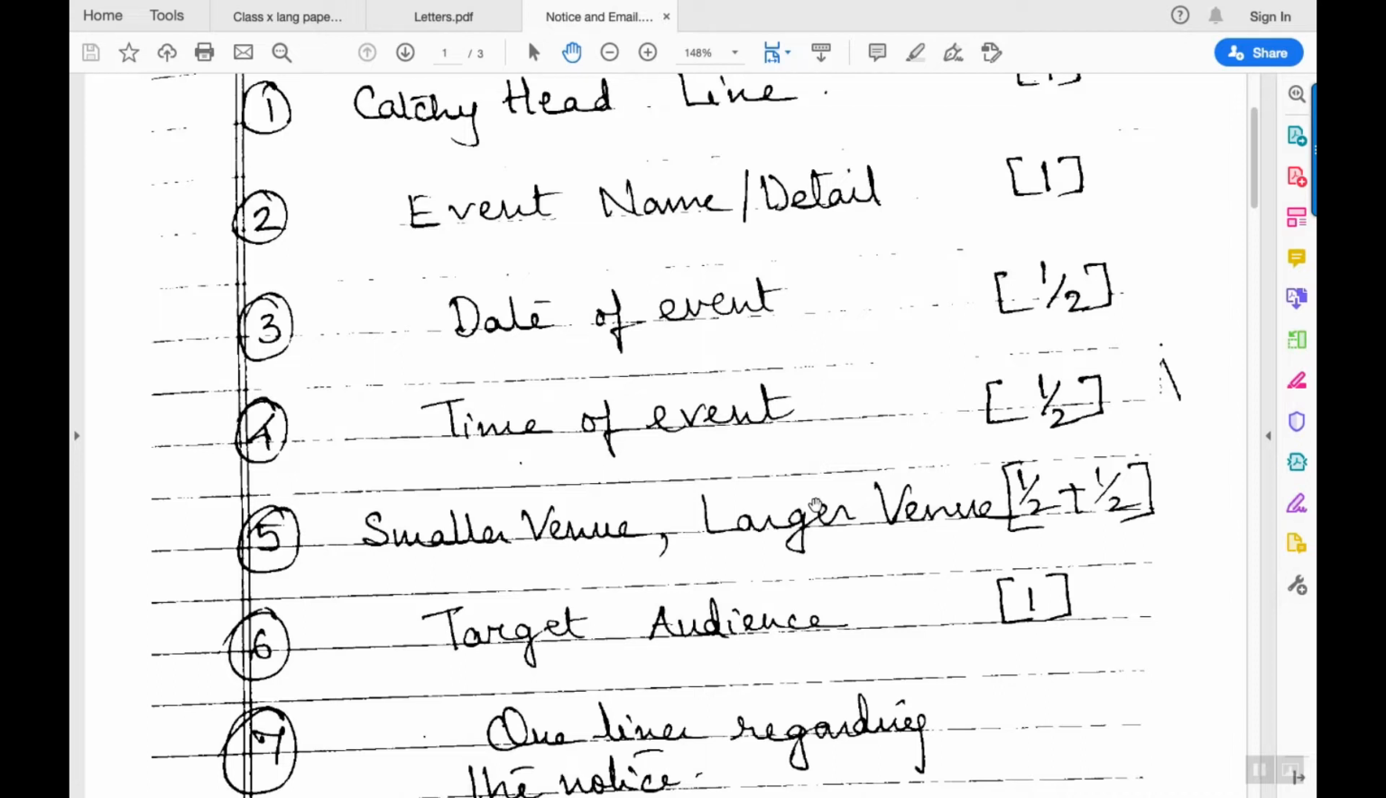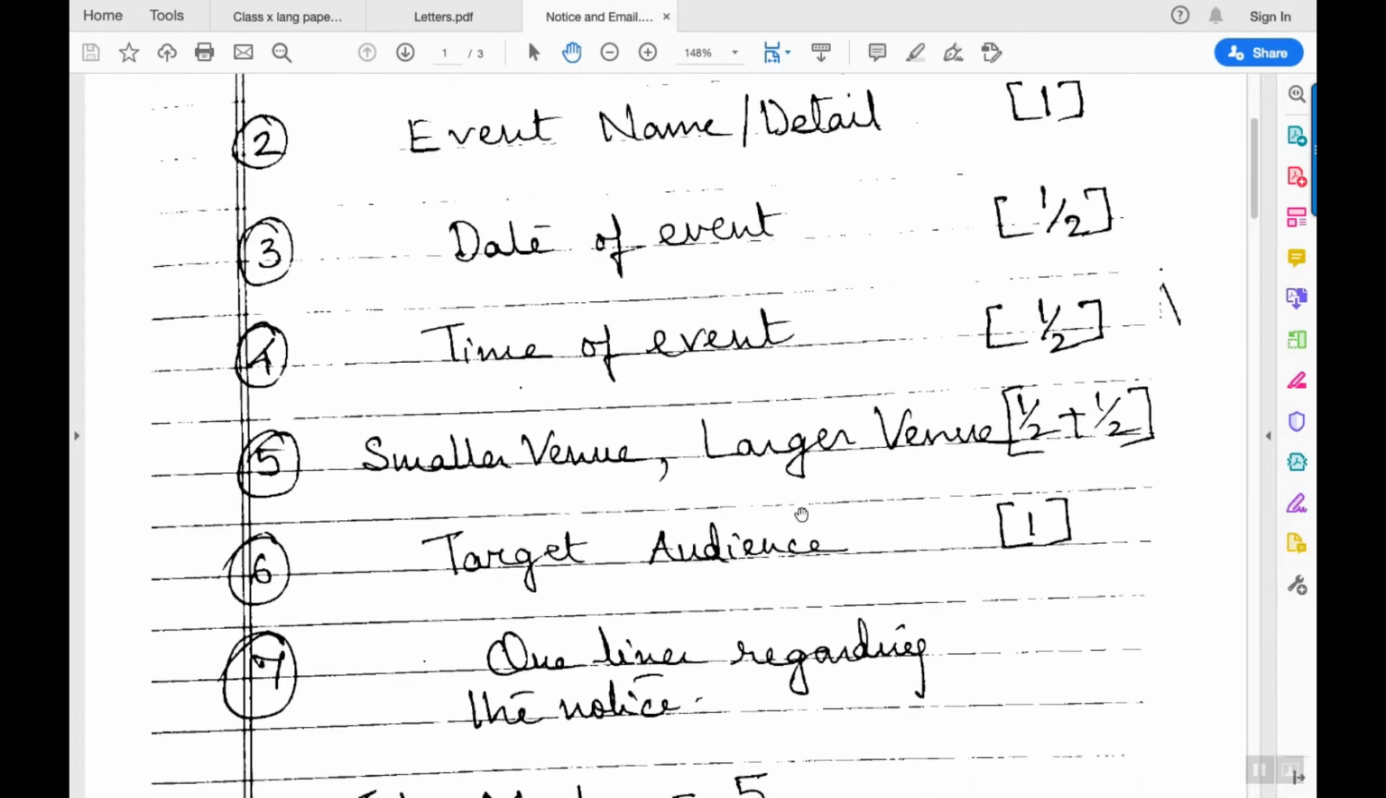So it will be front field or back field, SMR Jaipuria School. You will not write SMR Jaipuria School, Gomti Nagar. Larger venue will be the school. Smaller venue will be the place inside the school. So if it's a debate, it will be school auditorium. SMR Jaipuria School. Half plus half.